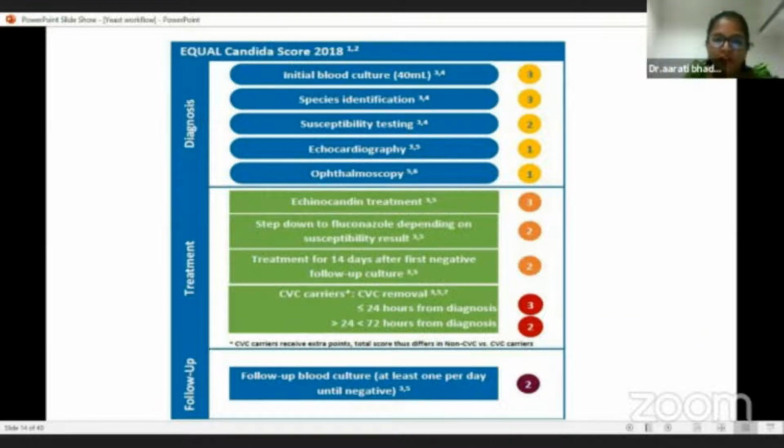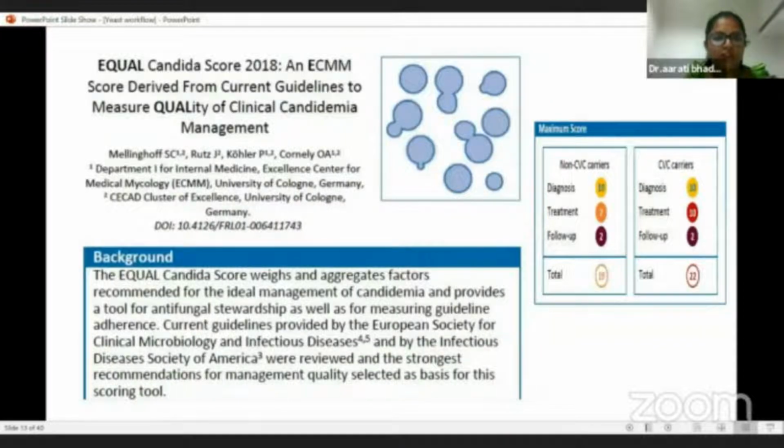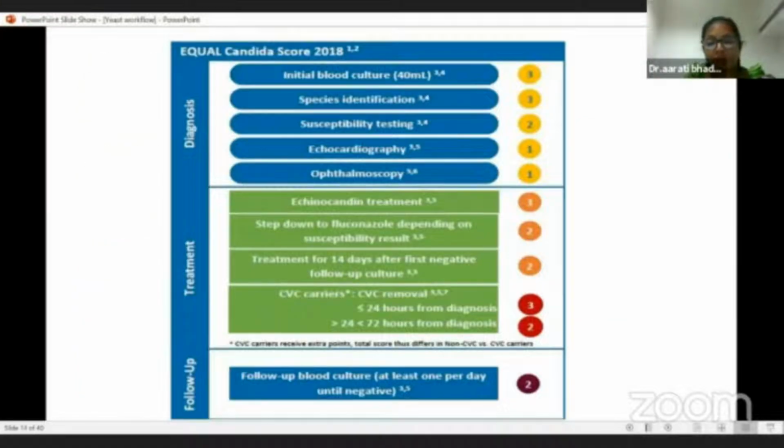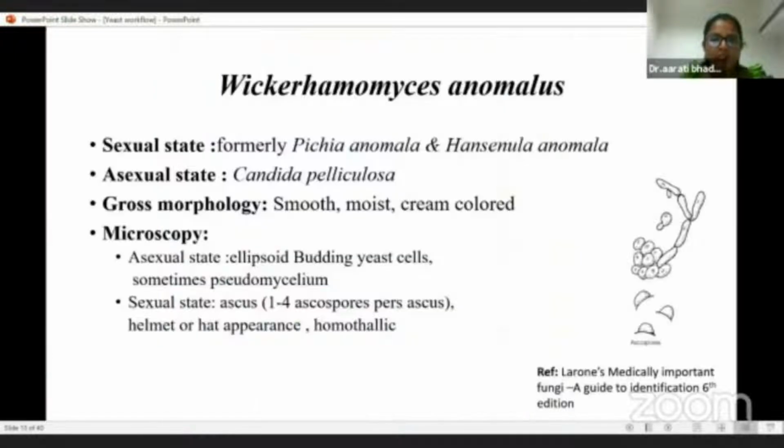Treatment for 14 days after the first negative follow-up culture. And for CVC carriers, CVC removal, these factors are there. And in follow-up, whether we have done a follow-up blood culture or not, all these components will be there in the Candida score, and it is very helpful in clinical Candida management, as it measures the quality of candidemia management. So next, this was all about Candida. Now we will move on to another species.